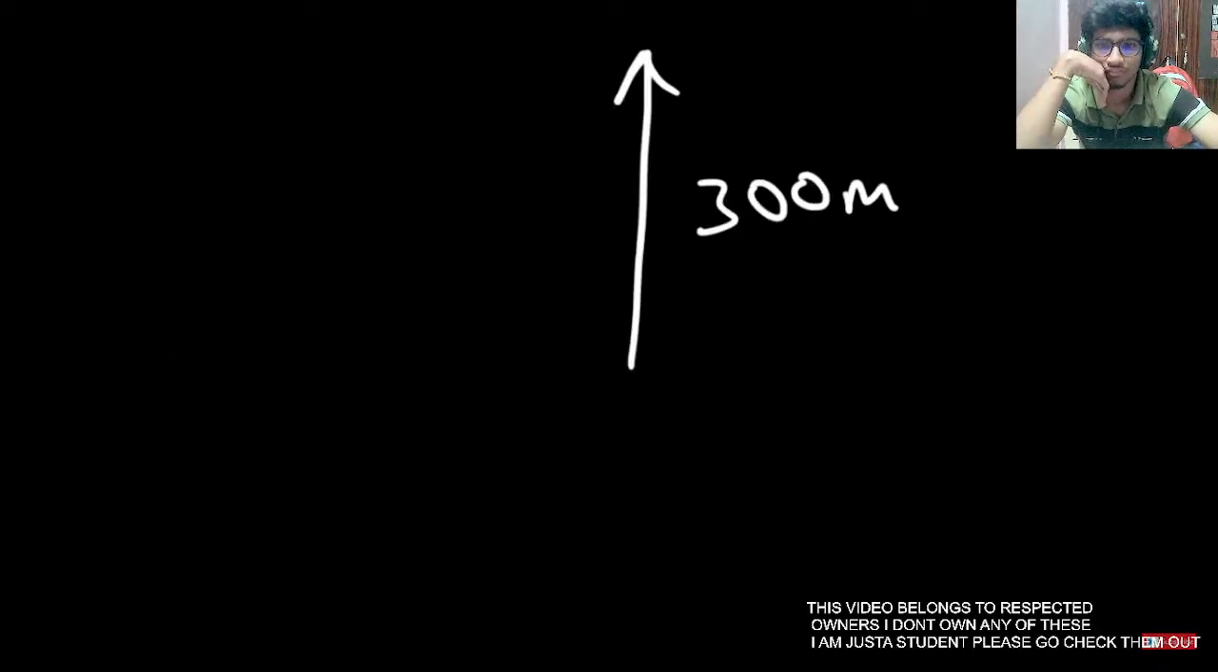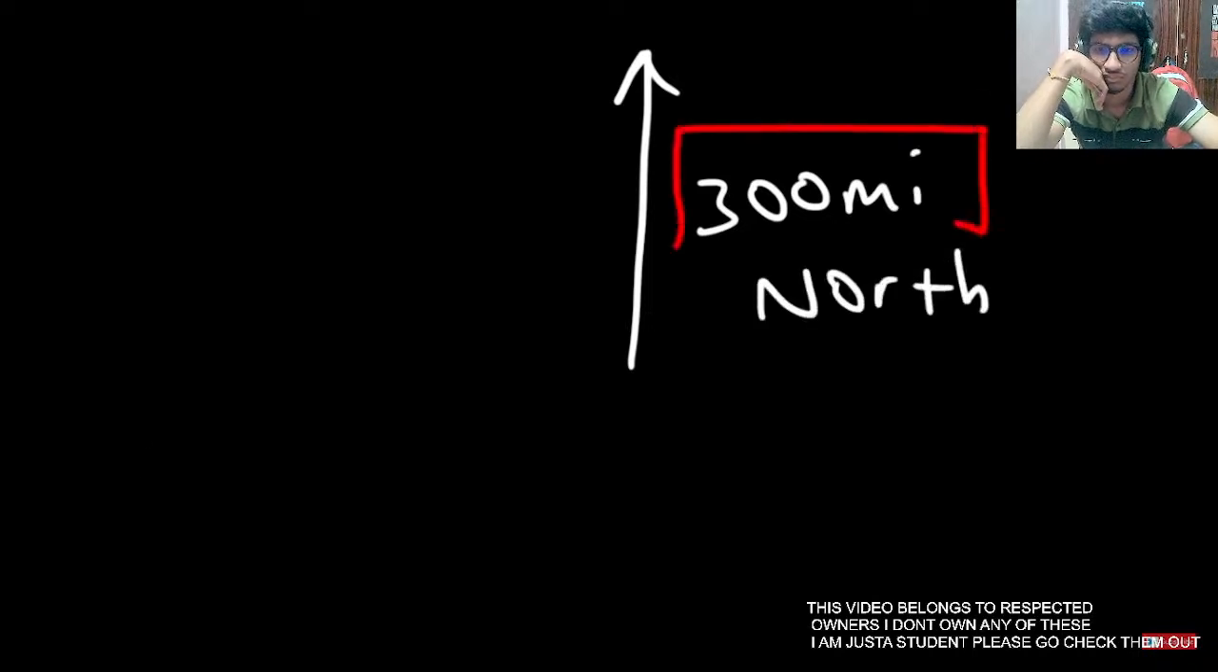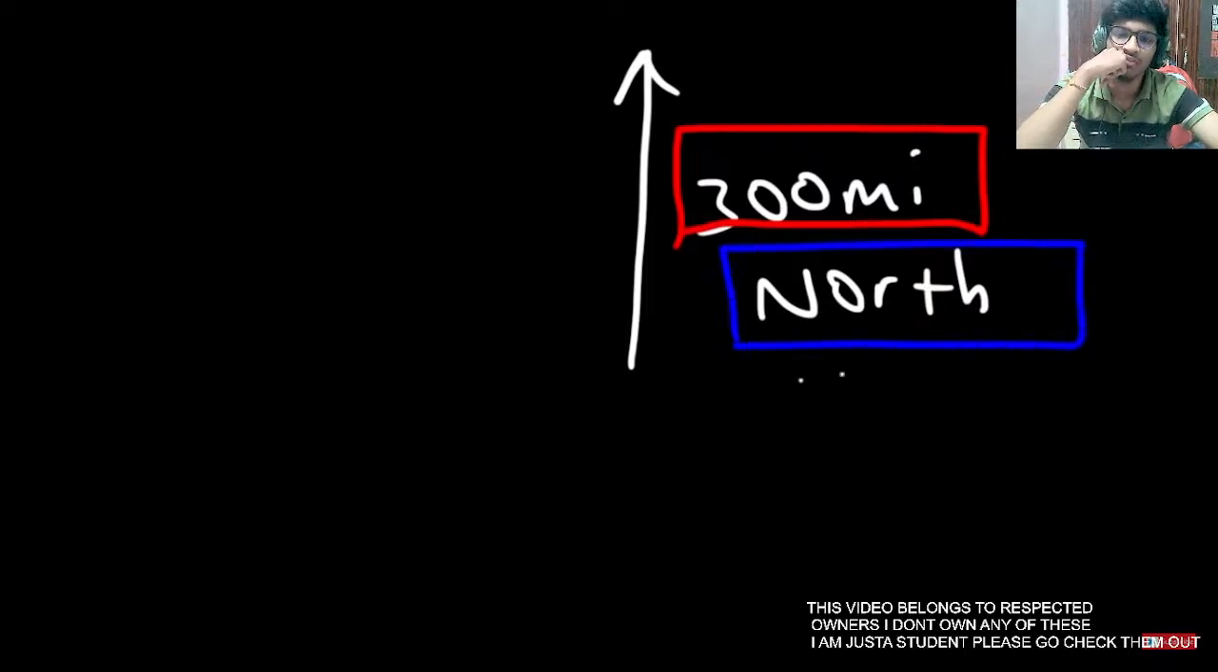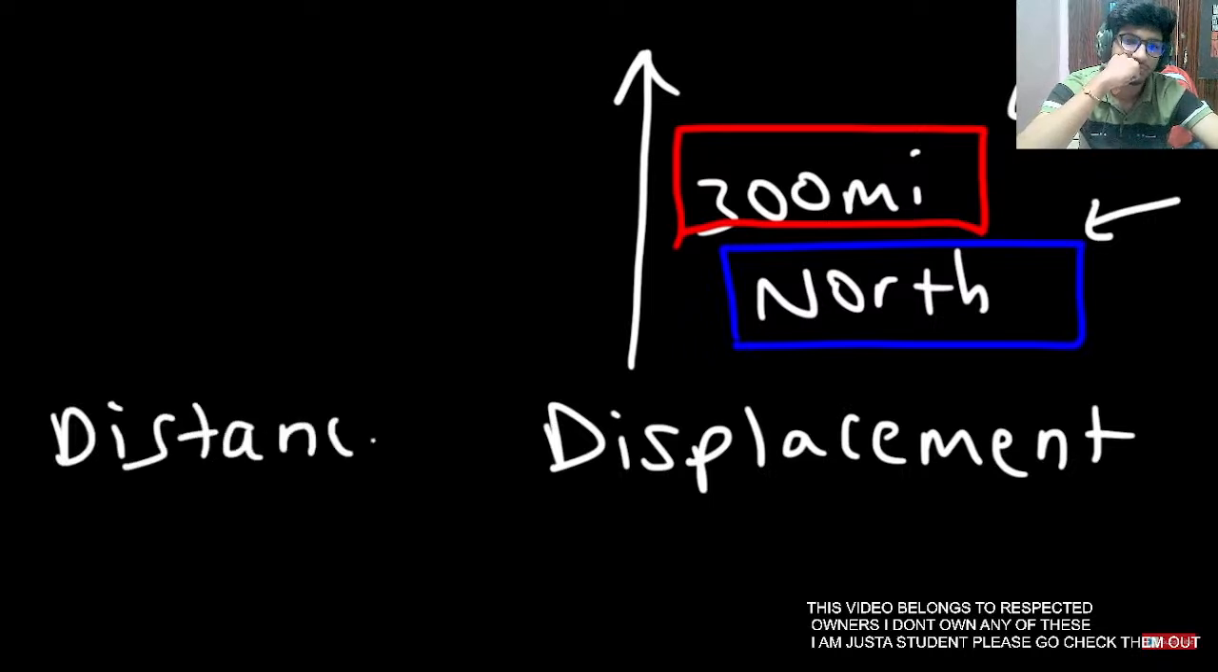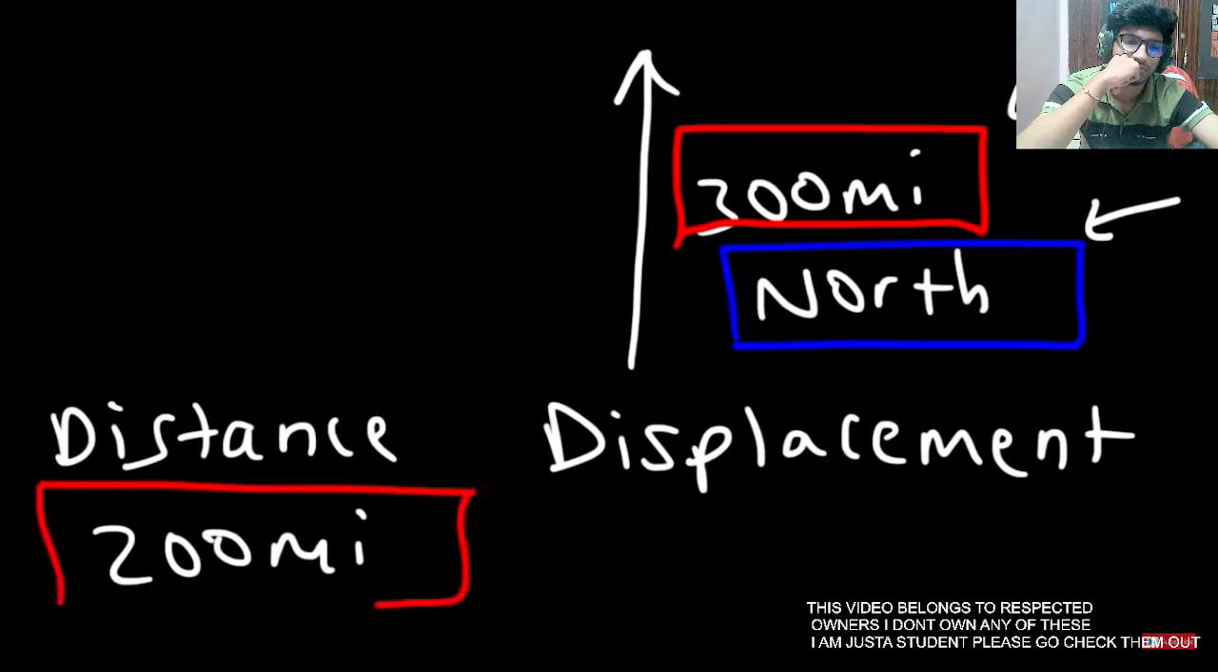Now let's say the car traveled 300 miles north. In this case, I have the magnitude, which is 300 miles, and I also have the direction, which is in the northward direction. So in this case, I'm describing displacement. Displacement is a vector quantity. It has both magnitude and direction, whereas distance is a scalar quantity. It only has magnitude, such as 200 miles, without any direction. So make sure you understand the difference between a scalar quantity and a vector quantity.